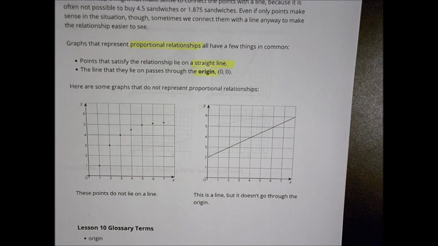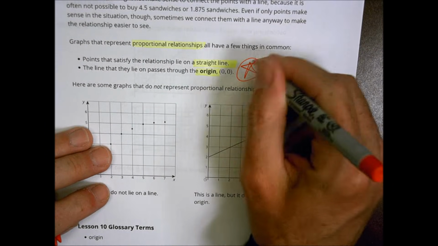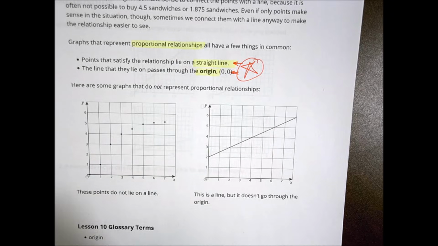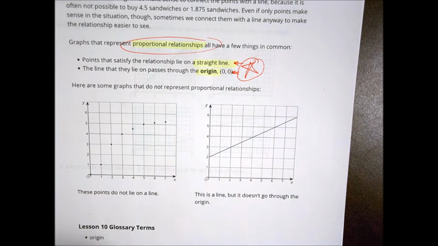If it doesn't have a straight line and it's not going through the origin, it's not a proportional relationship. That is very, very essential to what we're going to need to know going forward. It has to make a straight line, and it has to go through the origin every single time.